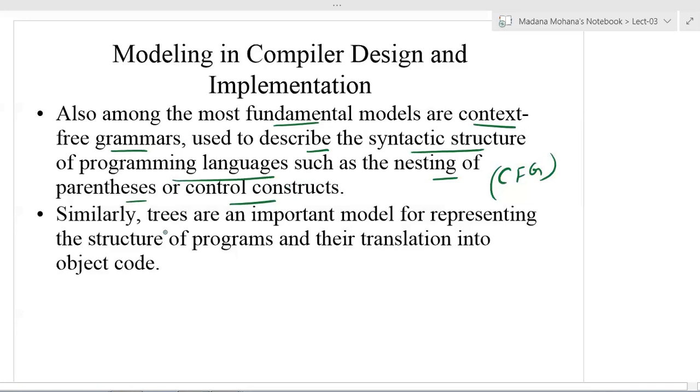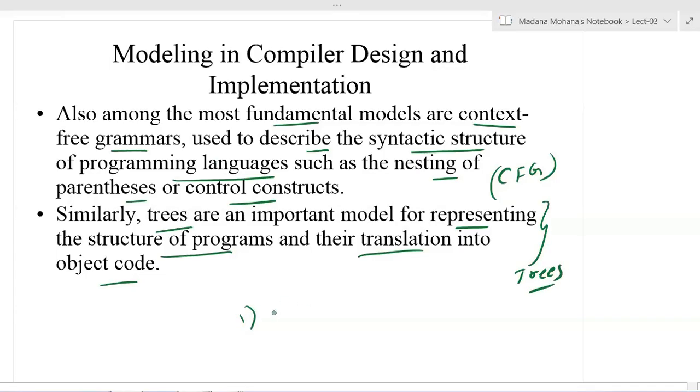Similarly, trees, that means derivation tree or parse tree, as well as syntax trees, are an important model for representing the structure of programs and the translation into object code. So here we'll use the concept of trees also.